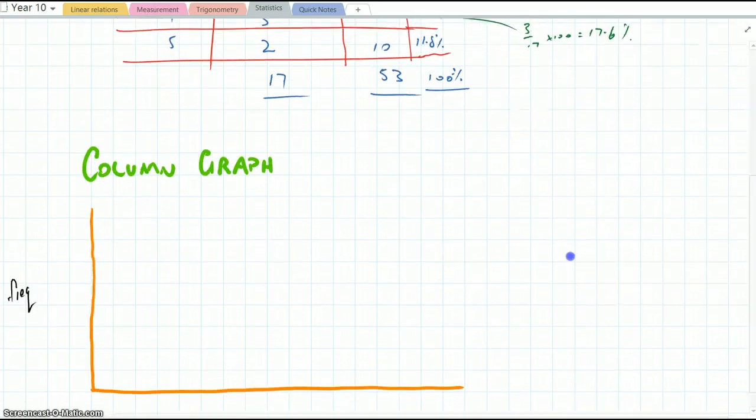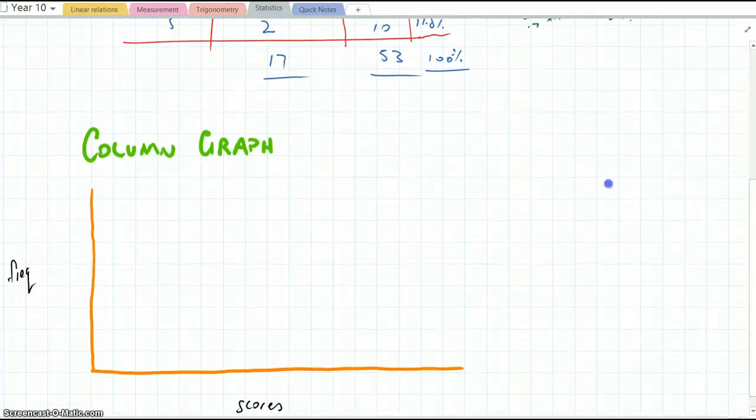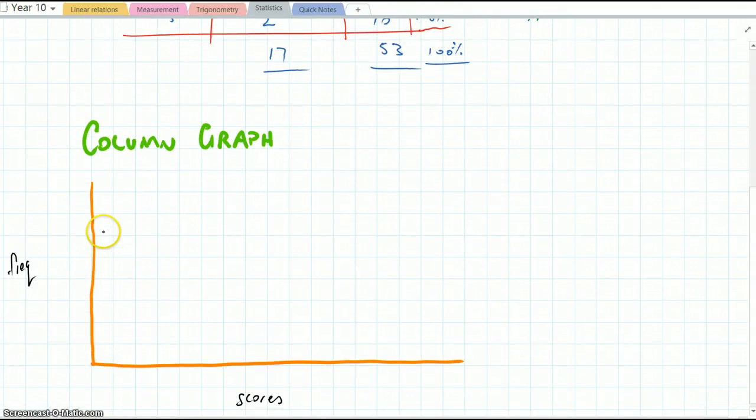So this will be our frequency, this will be our scores. You should use a ruler, please. Our frequencies go up to a top of 8: 1, 2, 3, 4, 5, 6, 7, 8. So that's perfect. That's 8.